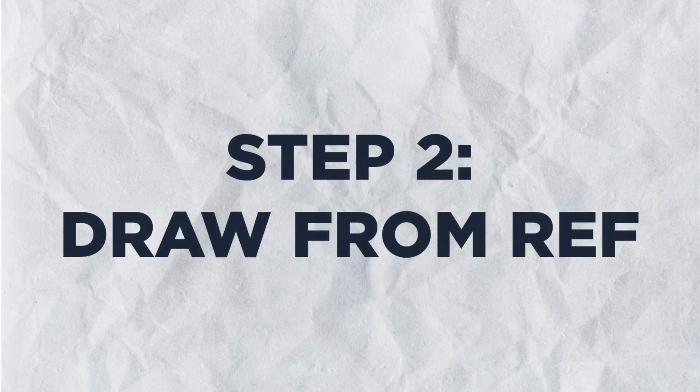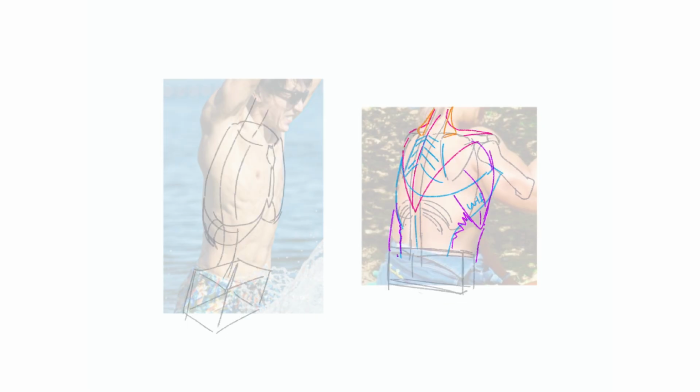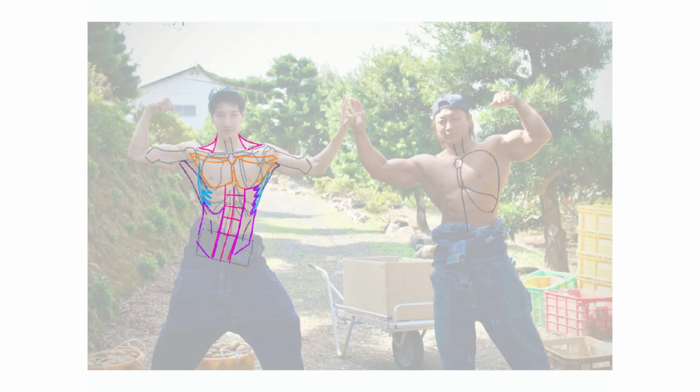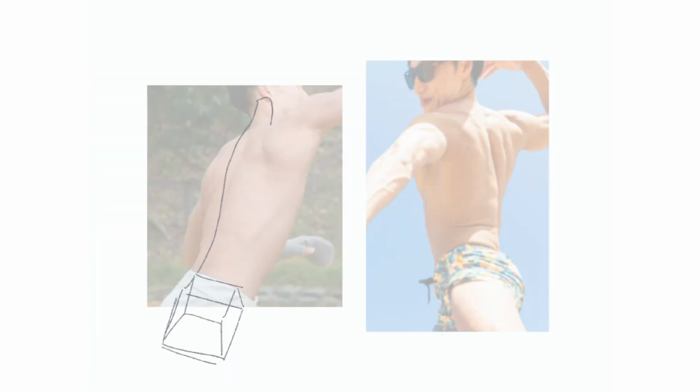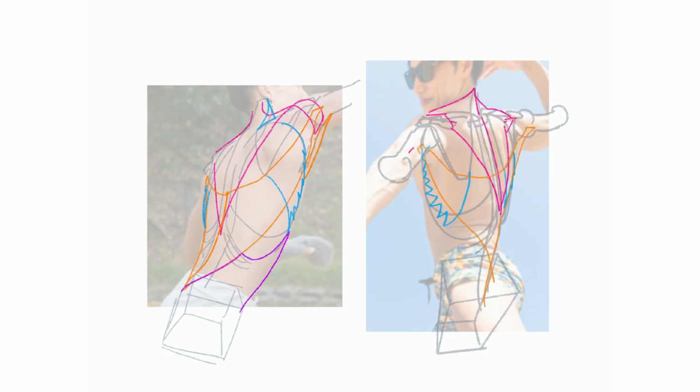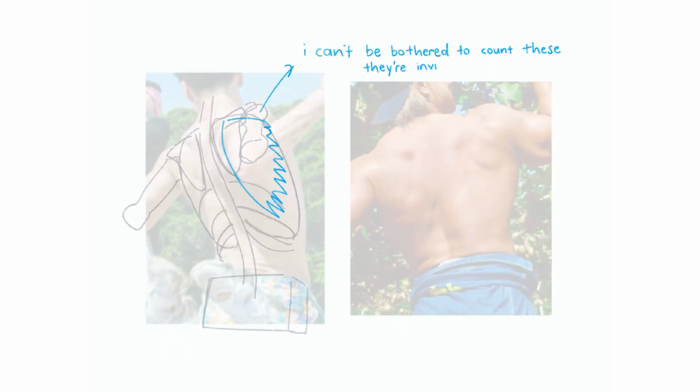Step 2. Draw from reference. The title is descriptive enough. Here, you'll just take real-life photos and fit the internal structure you just learned about inside it. You can draw over the photos too to save some time if you're confident with your observational drawing, but I'm realizing it might still be better to draw it all even then.